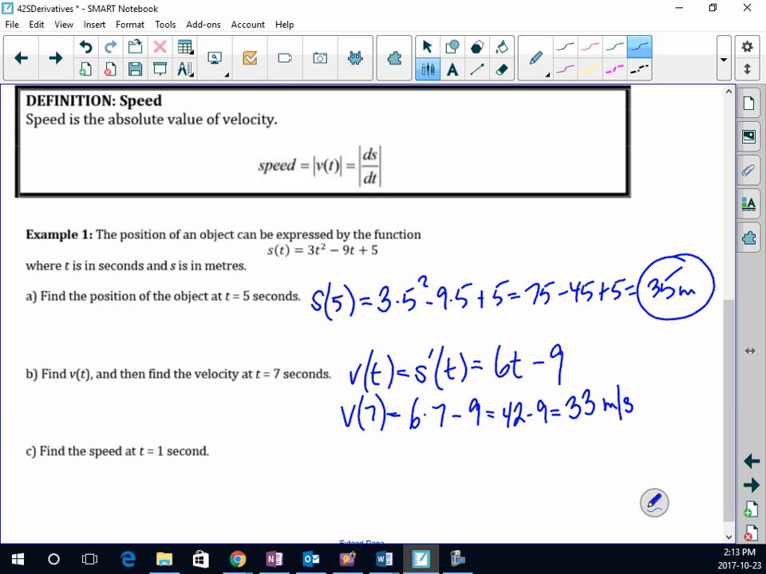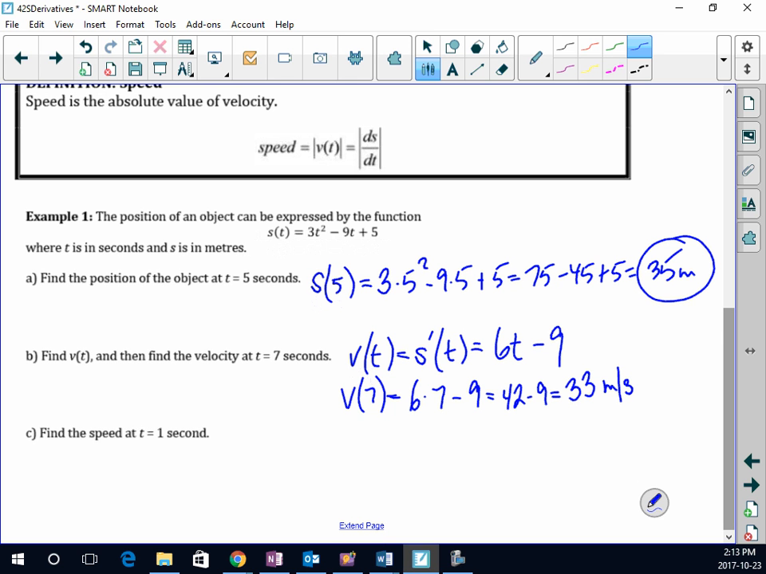Now I need to find the speed at t equals 1 second. Speed is the absolute value of velocity, so I need to find the velocity at 1 second. So what's the velocity at 1 second? 6 minus 9. Does everybody know where I'm getting this from? I'm plugging it into the velocity formula, 6 minus 9. So then I get minus 3. So then what's the speed going to be? The speed is the absolute value of the velocity, so it's going to be 3 meters per second. It's not going to be negative. Is everybody good so far?